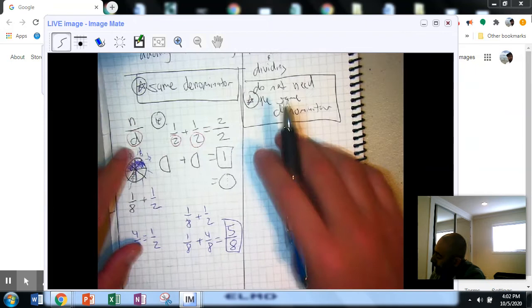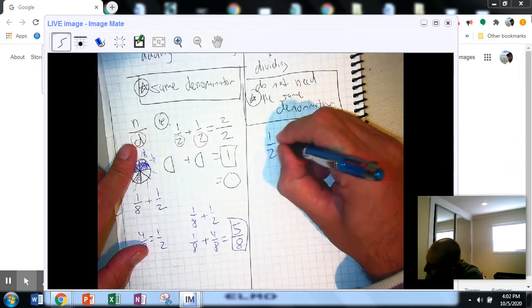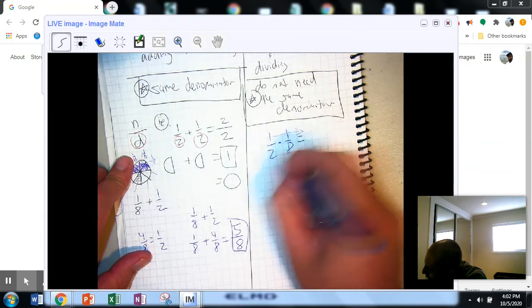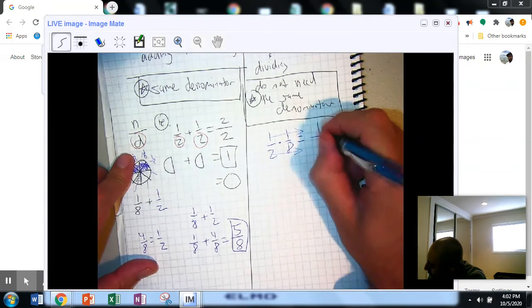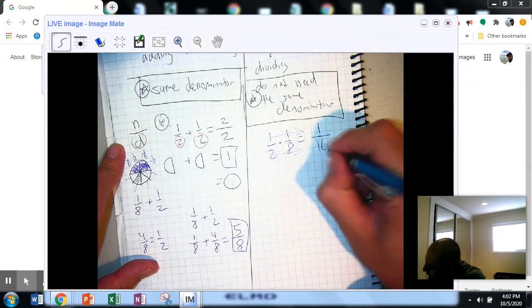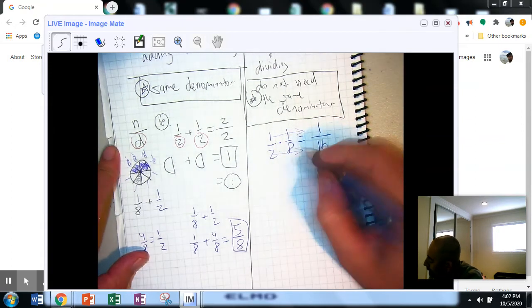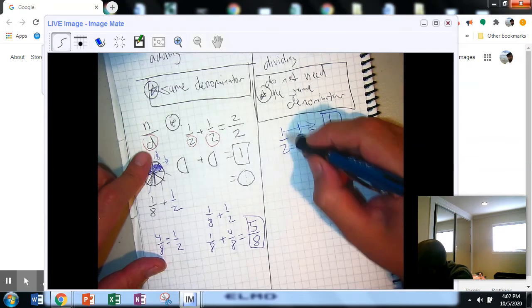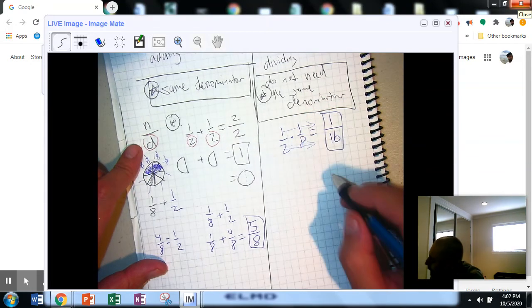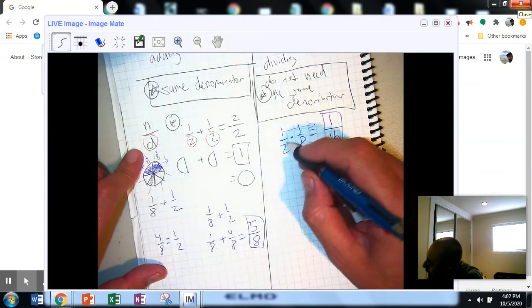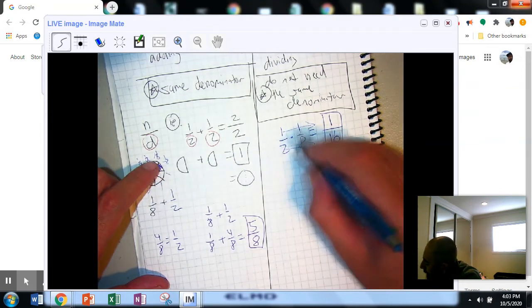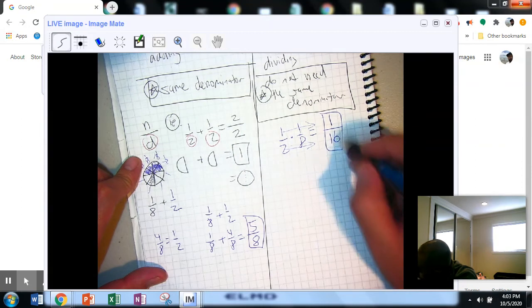For multiplying and dividing, you don't have to. If you have 1 half times 1 eighth, you can just go straight across. 1 times 1 is 1. 2 times 8 is 16. So 1 half times 1 eighth is the same thing as 1/16. When you do 1 half times an eighth, you're basically cutting a half into eighths, and that's going to equal 1/16.